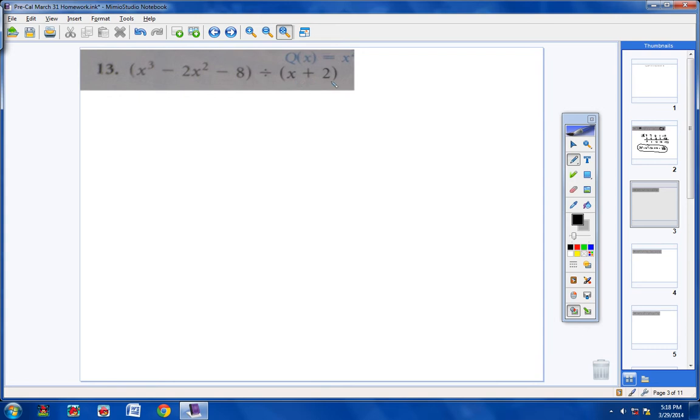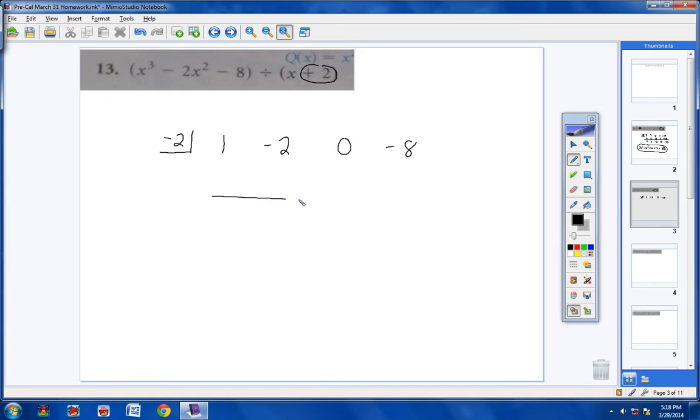Notice we have x plus 2 for the divisor, and that totally fits the form to use synthetic division. You have a positive 2 right here, so I'm going to put a negative 2 inside my box. And now let's go ahead and write the coefficients of our dividend here. The coefficient of the x cubed is 1. Your next coefficient would be a negative 2. And then notice there's no x to the 1 power, so I'm going to have to put a 0. And then your constant term is negative 8.